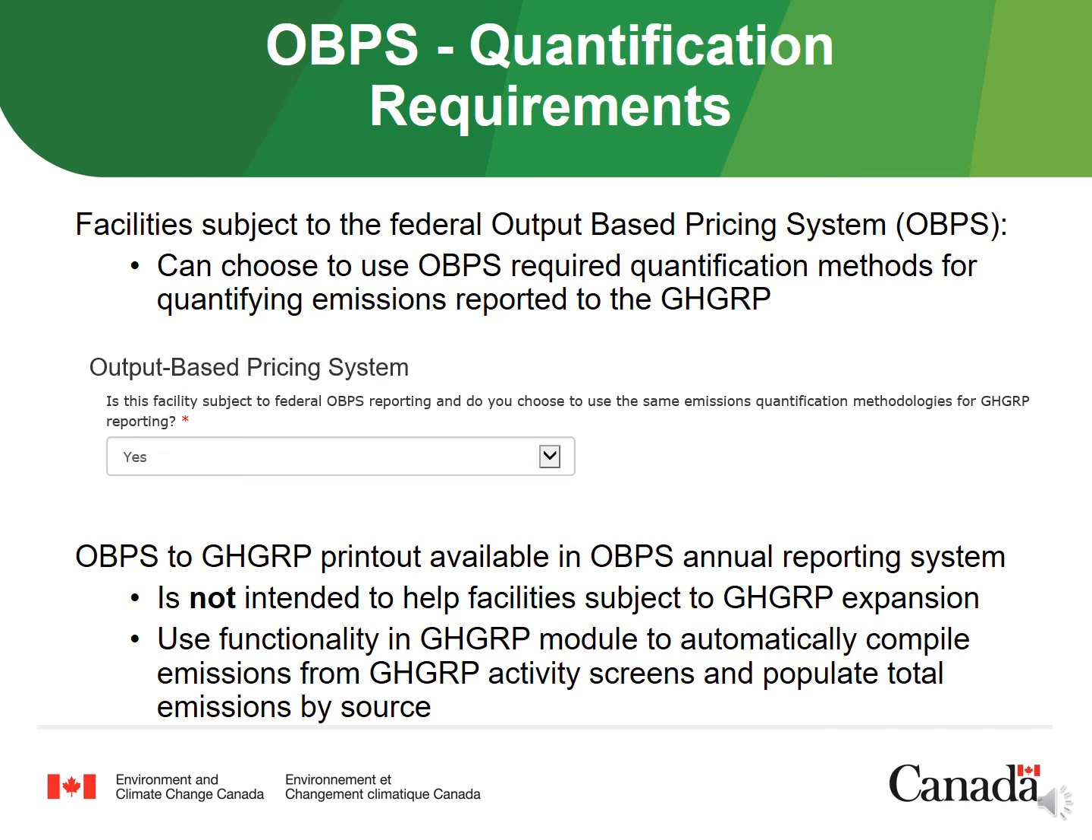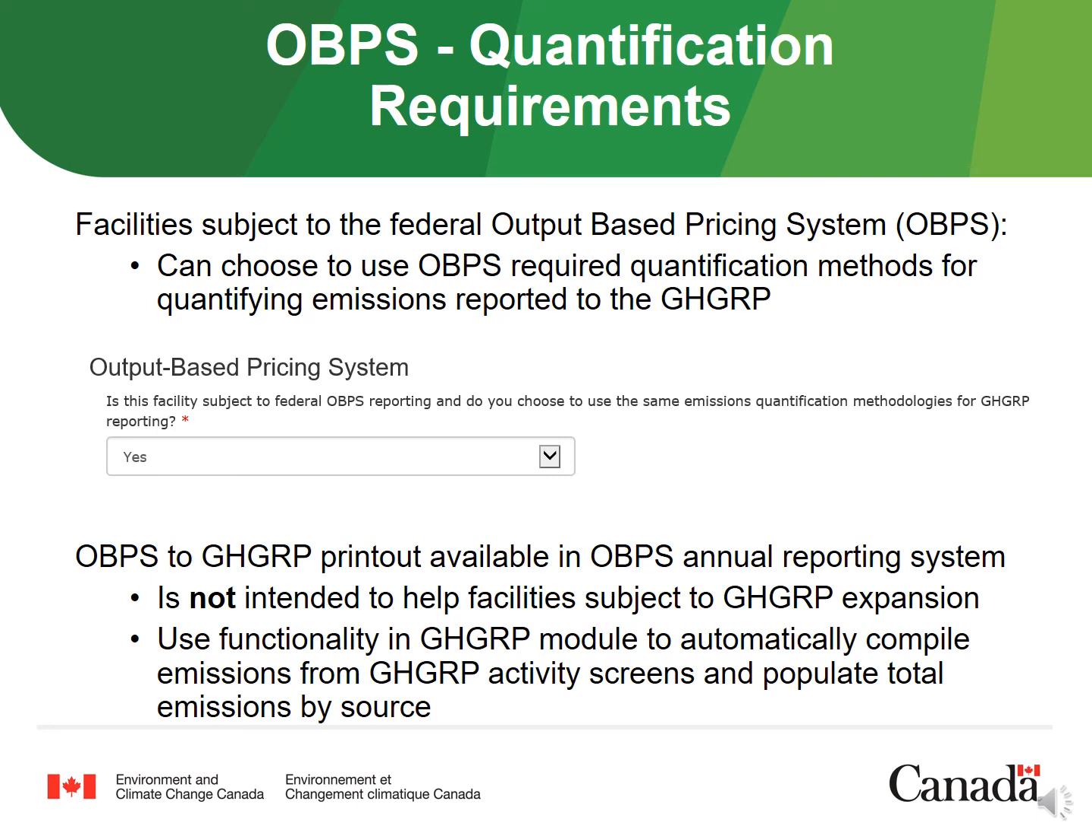In the GHGRP reporting module, there's a section where you must indicate if you're using these methods for your GHGRP report. If you select yes for this option, the methodologies that you can select on the subsequent screens no longer refer to the 2019 GHGRP methods. They refer either to the 2017 GHGRP methods or other applicable OBPS methodologies. Note that it is not mandatory to use the OBPS required quantification methodologies for reporting to the GHGRP. It is an option for those facilities subject to the OBPS regulations.